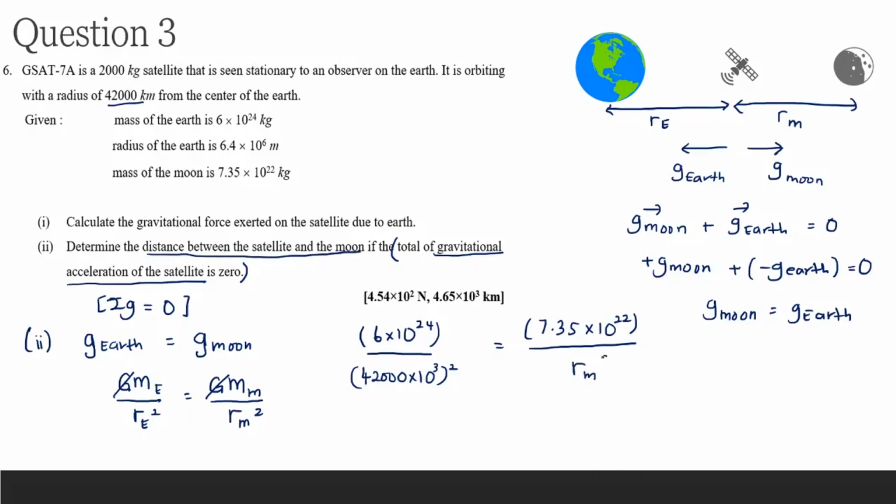R_M squared. So kita buat cross multiplication. Calculate. Then kamu akan dapat final answer dia. R_M is 4.65 times 10 to the power of 6 meter. Okay, so ini final answer dia. Yang dia bagi kat sini 4.65 times 10 to the power of 3 kilometer. Yang saya bagi dalam meter, so kita tambah lagi 3 lah.